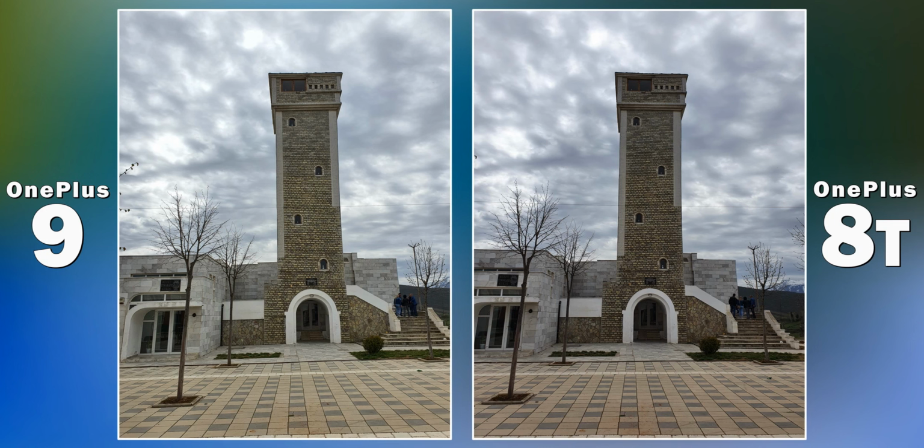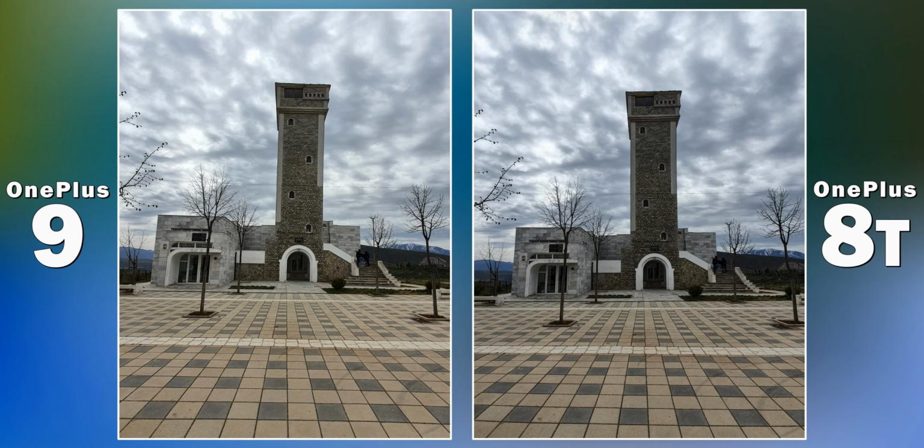Other than that, they are very similar in terms of sharpness and dynamic range. This is because they use the same sensor. The ultra-wide camera of the OnePlus 9 however has a new sensor and it is clearly better compared to the OnePlus 8T. In some cases like here the difference is clearly visible, but there were some cases when they both performed very similar to each other.